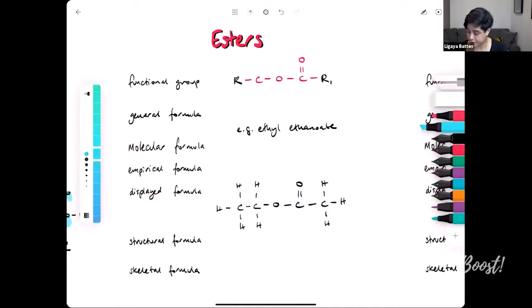Each oxygen only has 2 bonds. So again, we've got the 2 bonds here. We've got this oxygen with these 2 bonds. Just have some ways of common sense checking your molecules to make sure they make sense.